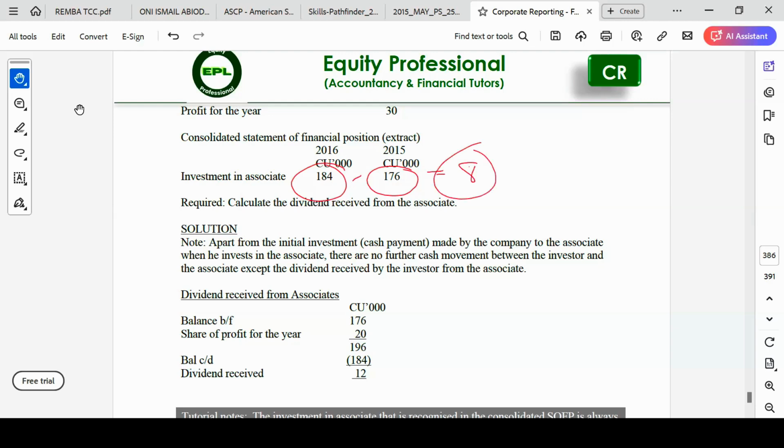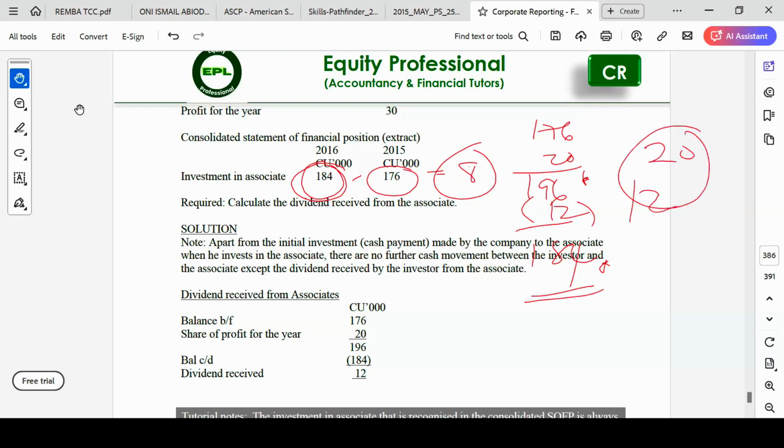So you're asking yourself, how come their share of profit was 20? How did they end up with 184? If we add their share of profit of 20, we get 196. So how come they have 184? Remember that you are doing equity accounting. If you end up with 184, then it must have been that dividend has been received. So the difference between this and the final balance, which is what they have done here as well, means that out of the 20, they had received 12 as dividend. So it is the remaining 8 that you are seeing here as a movement.